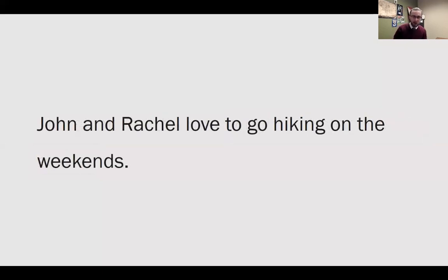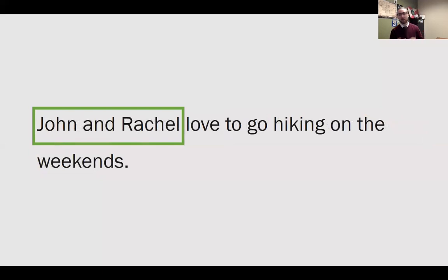Here's another one. John and Rachel love to go hiking on the weekends. Take a second, identify the subject. Try to see if you can spot what the subject is here. Hopefully you said John and Rachel. John and Rachel is the subject, and it is a compound subject. So this is what I was describing earlier when I said that a sentence can have a compound subject. It's compound because there's more than one person or thing doing the action here. John and Rachel together are the subject.